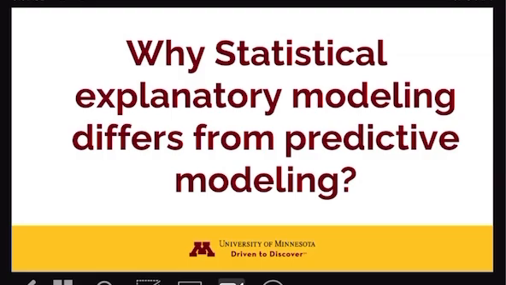Okay, want to test a causal hypothesis. Okay, the statistical explanatory goal is actually looking at the effect of a particular variable on a response. What is the effect? Looking at the effect of a variable on a response is different from making a prediction. Does that make sense? Okay.